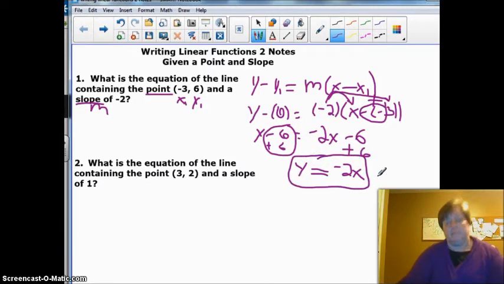All right, so not too bad. Just substitute into a formula and simplify. Let's try another one though. What is the equation of the line containing the point (3, 2) and a slope of 1?